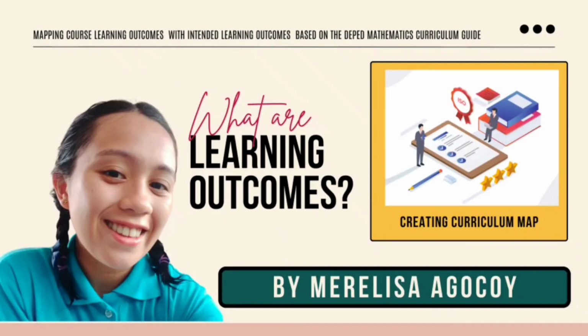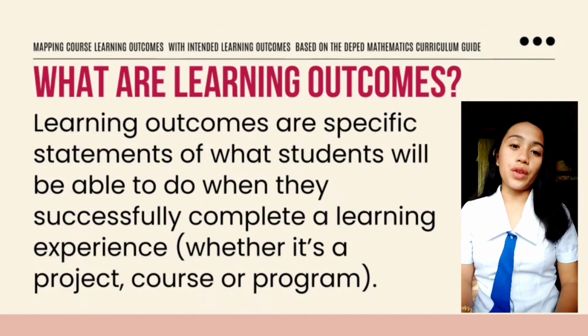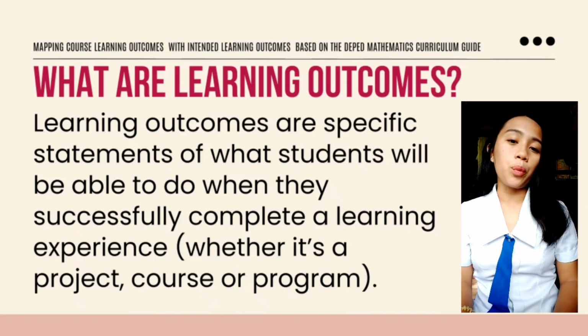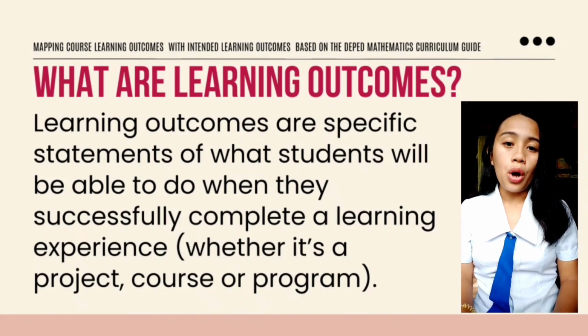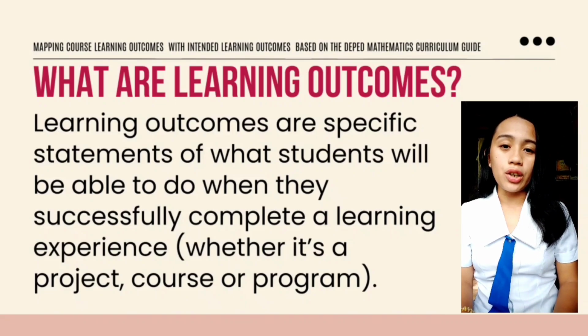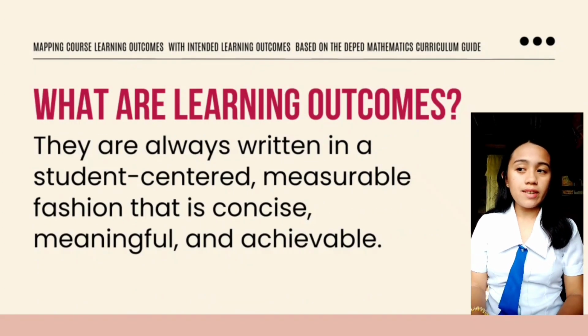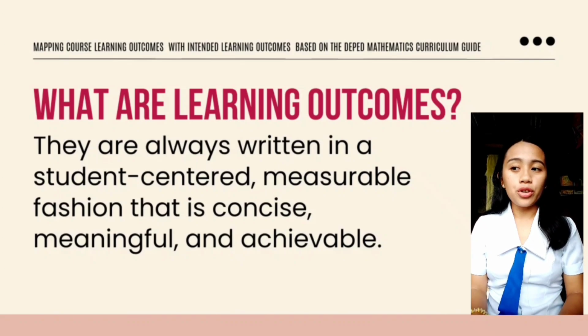So I have here two definitions of learning outcomes. The first definition of learning outcomes is that learning outcomes are specific statements of what students will be able to do when they successfully complete a learning experience, whether it's a project, course, or a program. Second definition is that they are always written in a student-centered, measurable fashion that is concise, meaningful, and achievable.